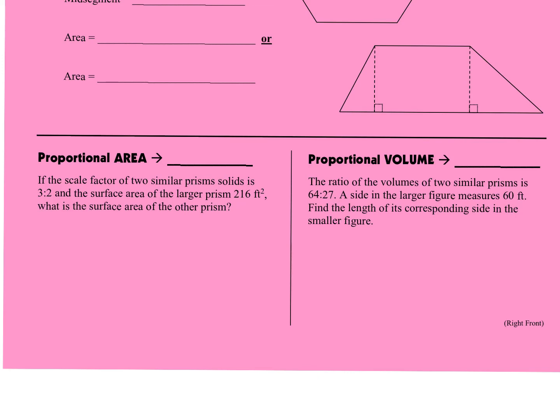In this video, we are going to talk about proportional area and proportional volume. If you have your foldable, you should be on the inside on the bottom right, where you'll find these two examples for proportional area and proportional volume.